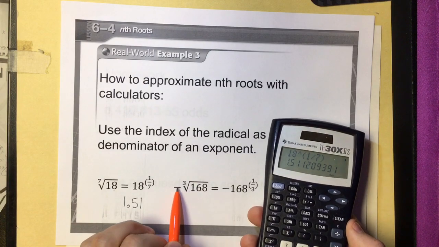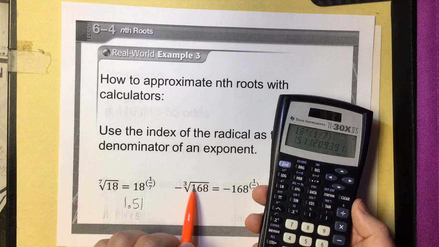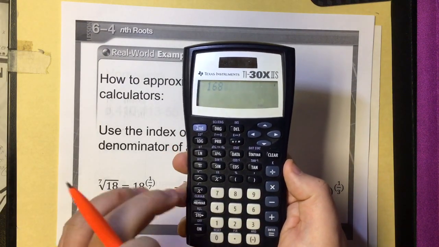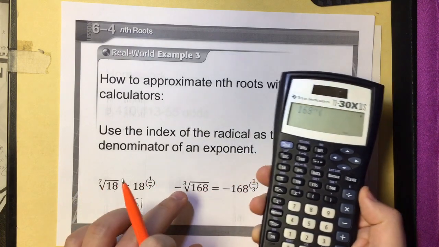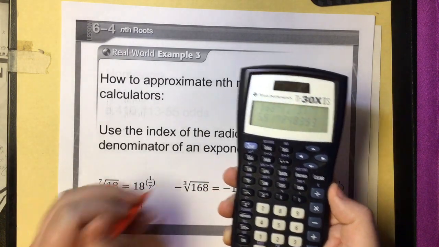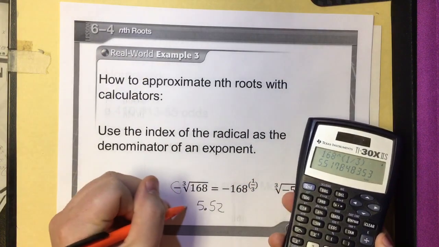For this one, we want the opposite of the third root of negative 168. Since it's the third root of 168, my radicand is 168 to the 1 divided by 3. And that gives me right around 5.52. That negative drops down.